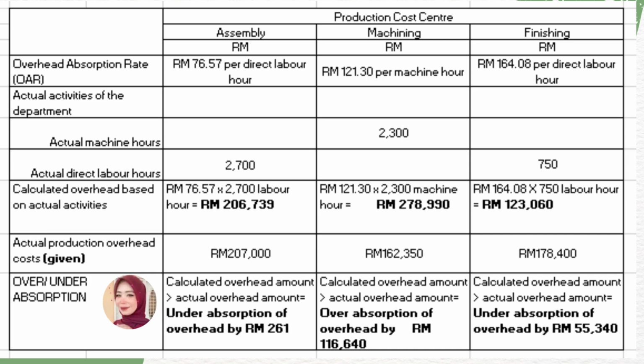And lastly, for finishing department, the calculated overhead based on actual activity is 178,400. Hence, the amount is actually under absorption of overhead by 55,340.